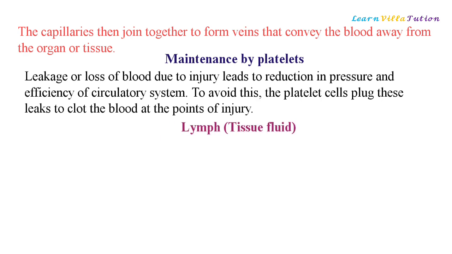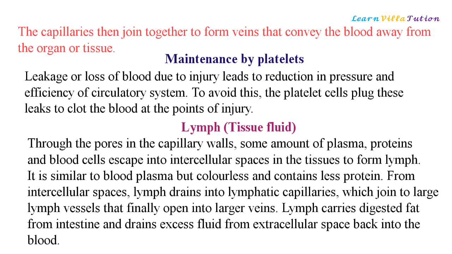Lymph, tissue fluid. Through the pores in the capillary walls, some amount of plasma, proteins and blood cells escape into intercellular spaces in the tissues to form lymph. It is similar to blood plasma but colorless and contains less protein. From intercellular spaces, lymph drains into lymphatic capillaries, which join to form large lymph vessels that finally open into larger veins. Lymph carries digested fat from the intestine and drains excess fluid from extracellular space back into the blood.